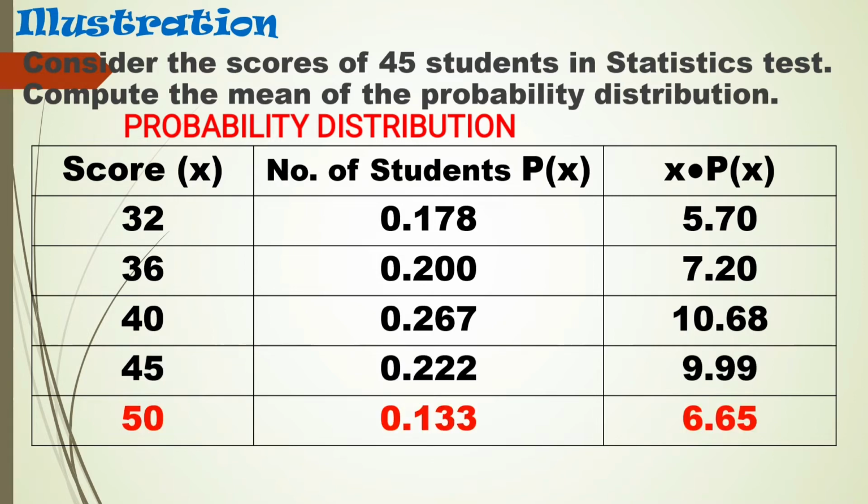And 50 times 0.133 equals 6.65. Next, add all the results of the product of x times P of x on the third column, and its summation is equal to 40.22. For an argument later, let us add the probabilities, and its sum is 1.0.